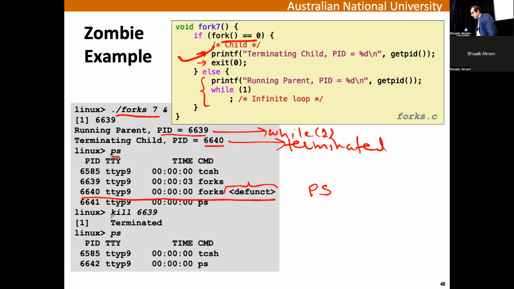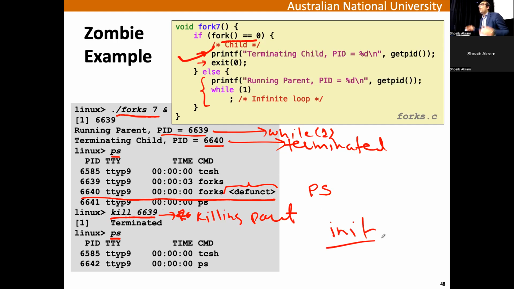So what are we doing here? This is a shell command to kill a process. We are killing the parent process. We are killing the parent. And when we run ps, do we see the child? No, it has been reaped by the init process. Okay, we are done. We'll continue on Thursday.